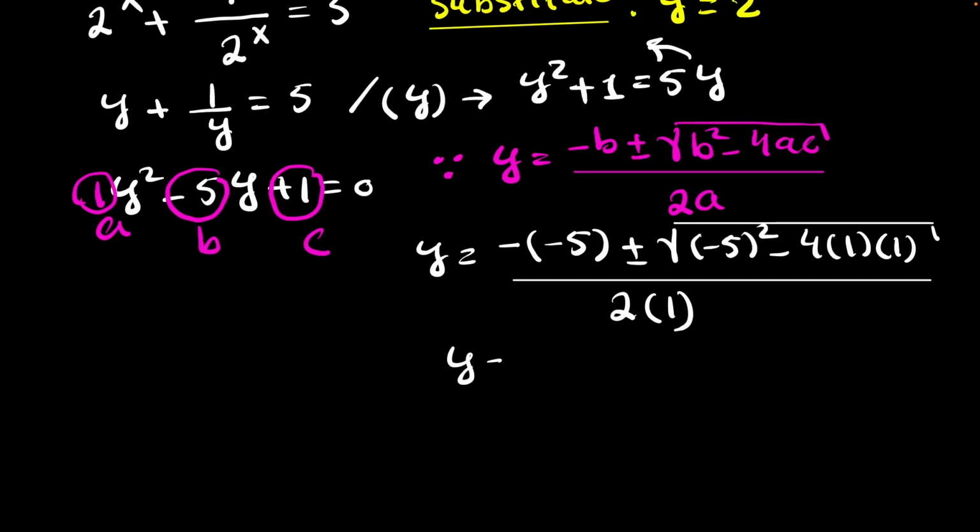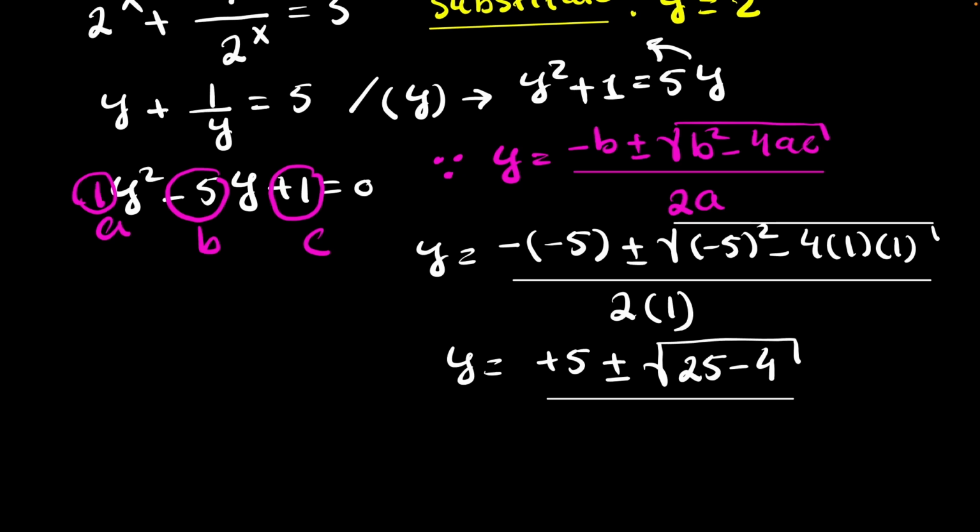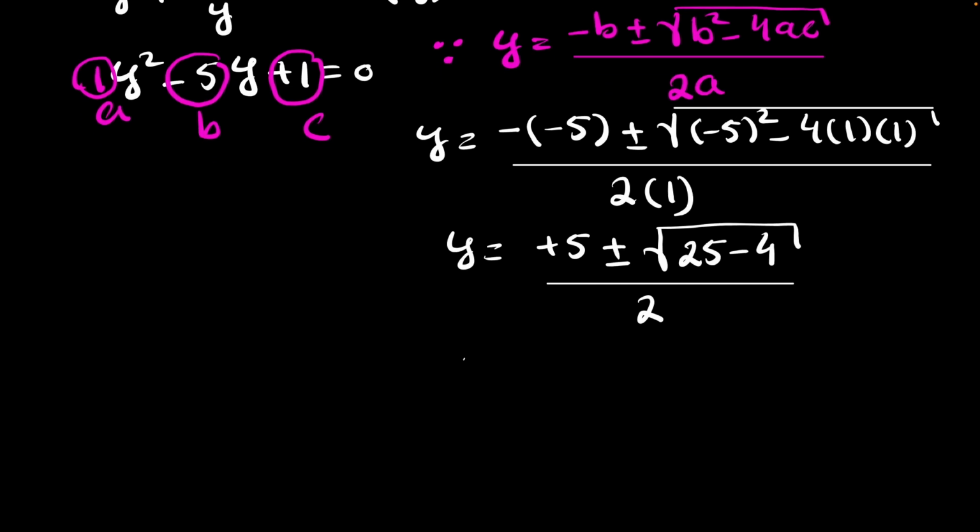So y is equal to, let's simplify a little bit, minus times minus, negative times negative, is positive 5 plus or minus the square root of, minus 5 squared is positive 25, minus 4 times 1 is minus 4, over 2a, which is 2 times 1 is 2. So let's go and simplify a little bit. y is equal to 5 plus or minus the square root of 25 minus 4, which is 21, over 2.